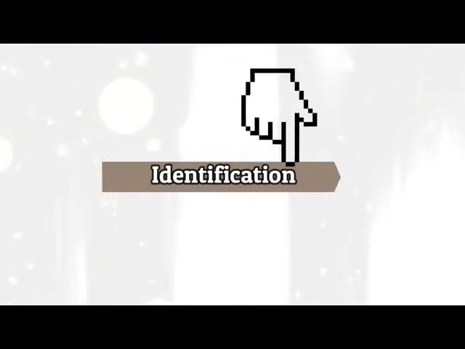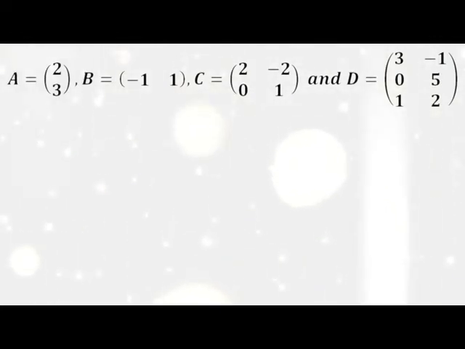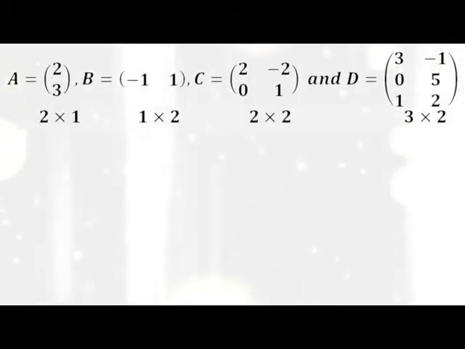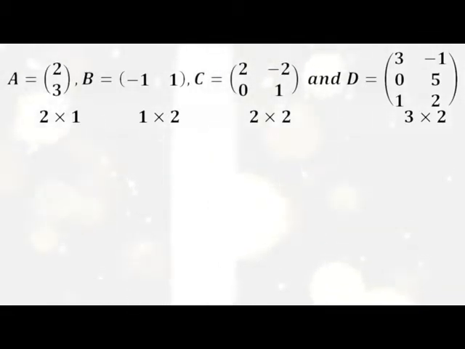So in order to do multiplication between matrices, we need to identify whether the two matrices are able to multiply or not by determining the size or dimension of each matrix. Let's see the example. The dimension of matrix A is 2 by 1, matrix B is 1 by 2, matrix C is 2 by 2, and matrix D is 3 by 2.